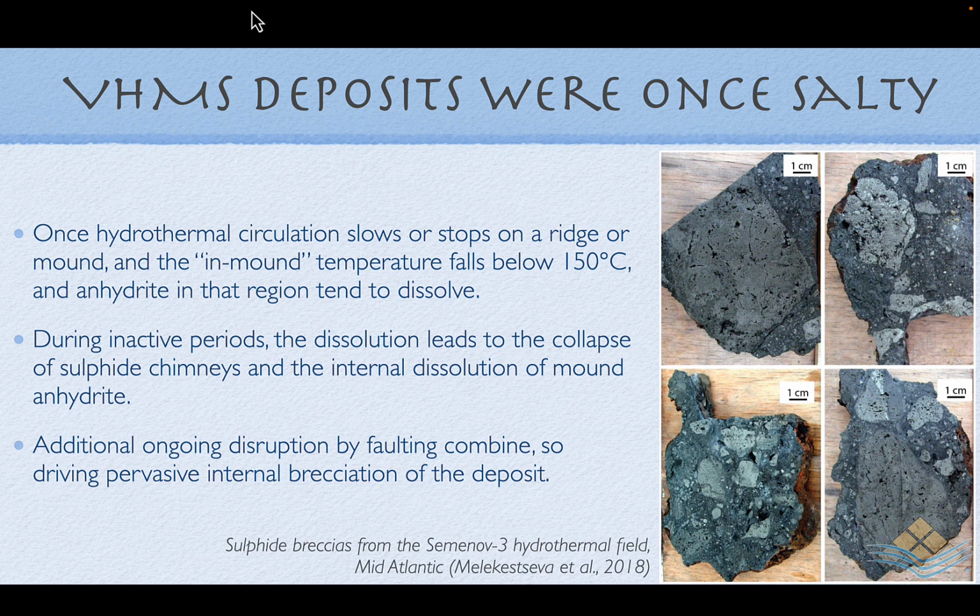There's certainly what was once a hosting calcium sulfate system, an ionic salt, that's been dissolved away as temperatures cooled, and we now form these clast-to-clast breccia associations made up, in this case, of the metalliferous clasts. And of course, there's going to be ongoing disruption by faulting in these active tectonic areas as well. Most of our metalliferous structures in these VHMS deposits are brecciated by a combination of tectonics and anhydrite dissolution.